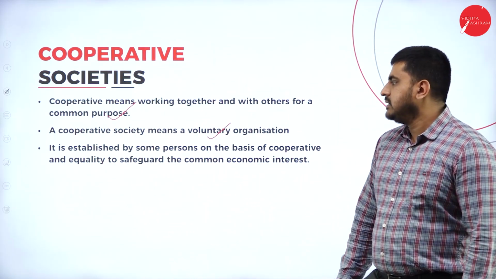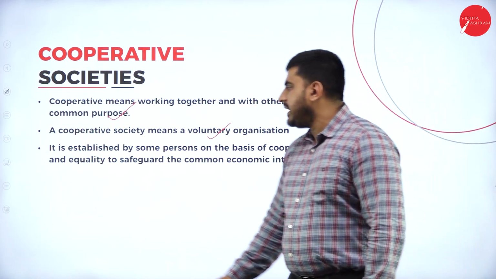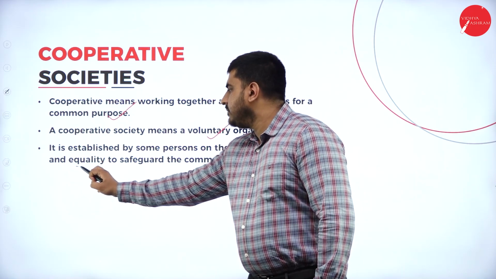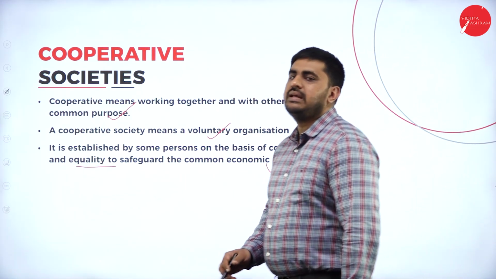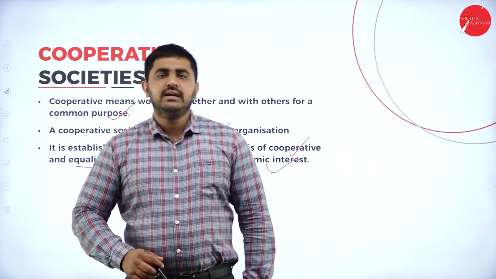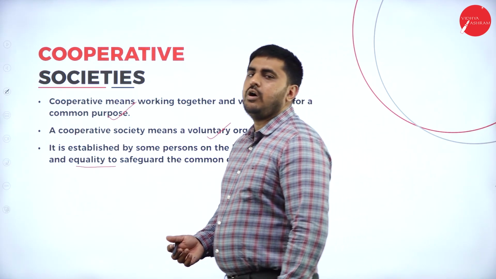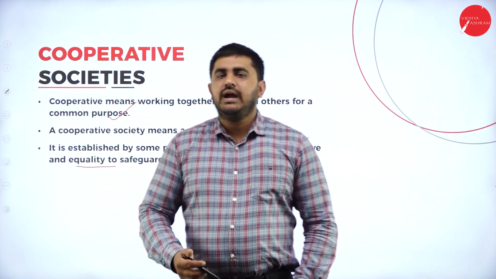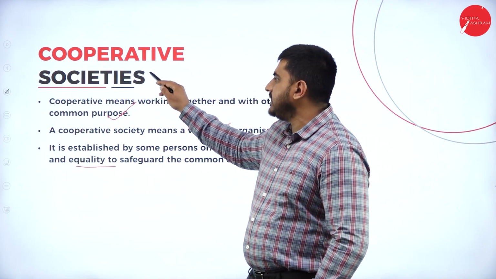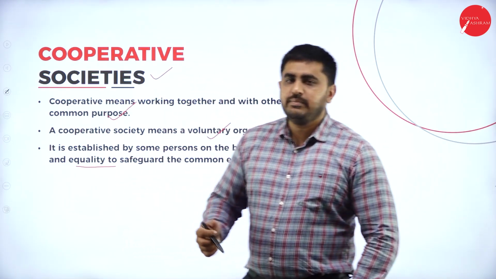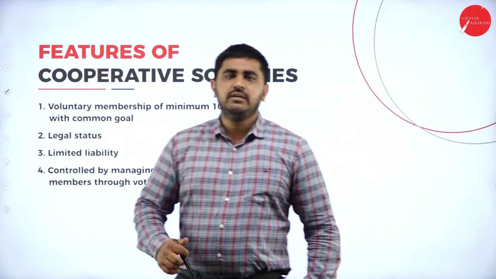That is the meaning. It is established by some persons on the basis of cooperation and equality to safeguard the common economic interest. Suppose some people inside the cooperative society need credit, or they need raw materials, tools, or machineries at a reasonable price. The cooperative society will help them. So, that is the meaning. Now we'll understand the features of cooperative societies.